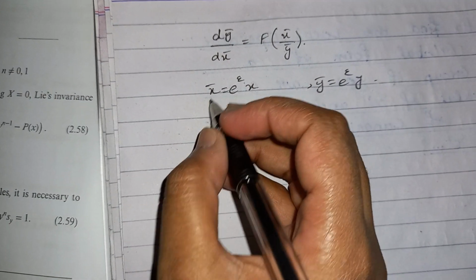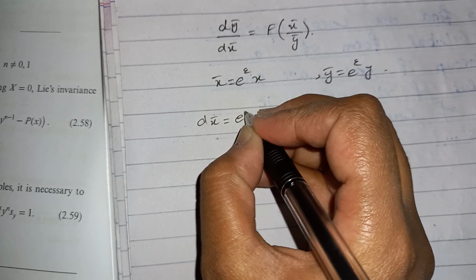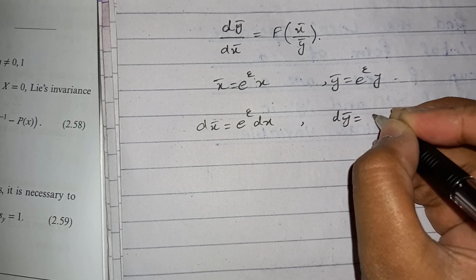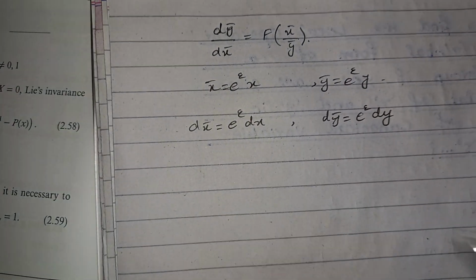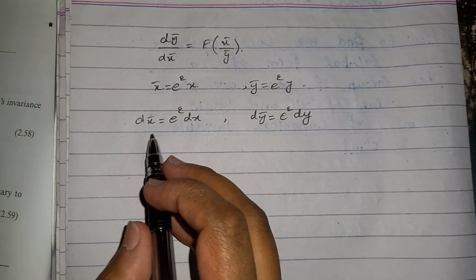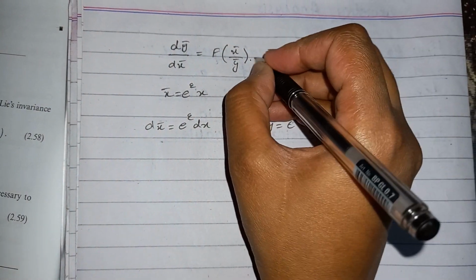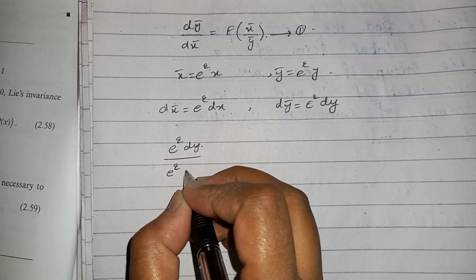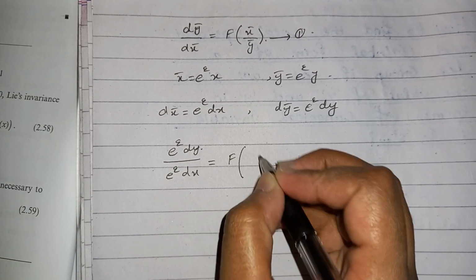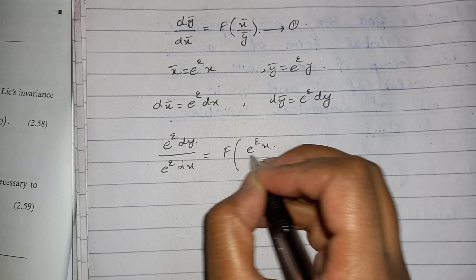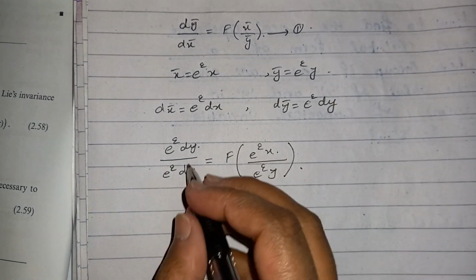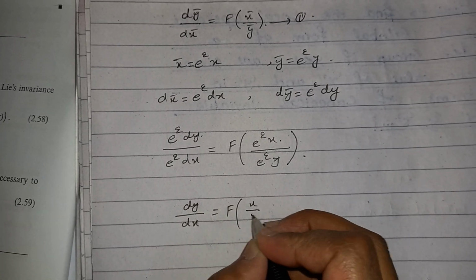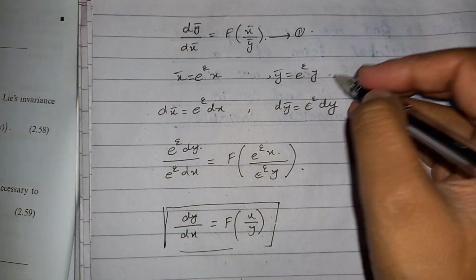Okay, so here if you find the value of dx bar, then definitely it will become equal to e raised to power epsilon into dx, and similarly dy bar is equal to e raised to power epsilon into dy. And similarly, if we substitute these values in this equation, say this is equation number 1, then we will get e raised to power epsilon dy divided by e raised to power epsilon dx, and that is equal to f of the value of x bar, e raised to power epsilon x, divided by e raised to power epsilon y. And if we simplify it further, then we will get our original equation. So the given equation is invariant under the given Lie group.